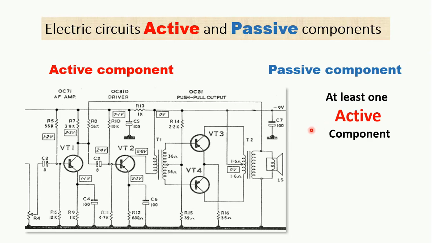And according also to Newton's third law, that for every action there is a reaction equal in magnitude and opposite in direction, then for this active component there must also be at least one passive component to consume the energy or the power generated by the active component in a circuit. So this is the basic rule in any electric circuit: at least one active component and at least one passive component.